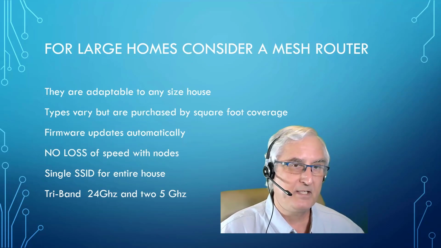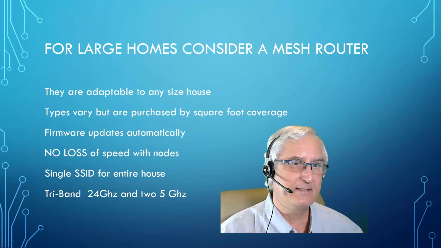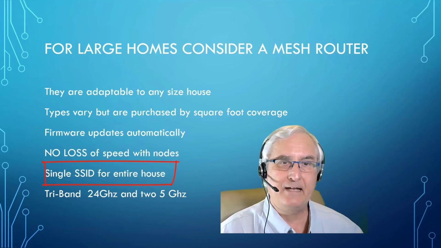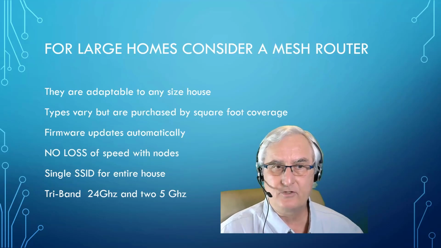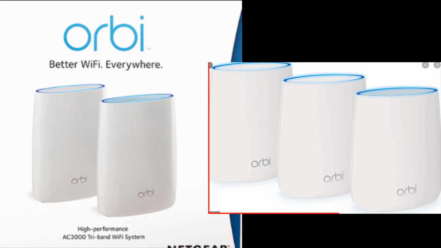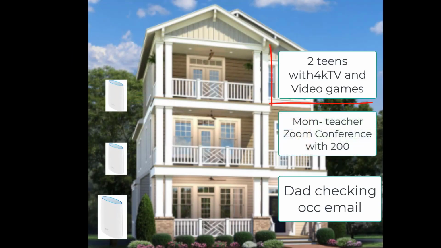There's no loss of speed with nodes. And there's a single SSID for the entire house. We'll talk a bit about that as well. And they broadcast in 2.4 and 5 gigahertz. We are going to take this mesh router system and put it in a three-story house. The base station will go on the first floor, the first satellite on the second floor, and the second satellite on the third floor. Let's have a look and see how this is going to look. Here's our three-story house.